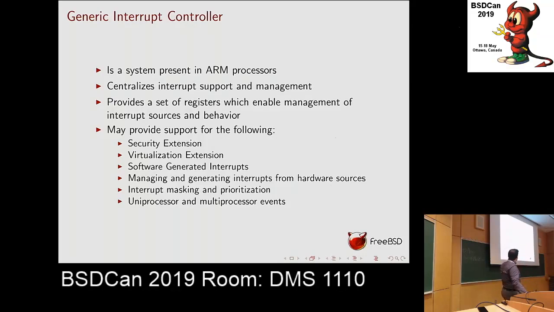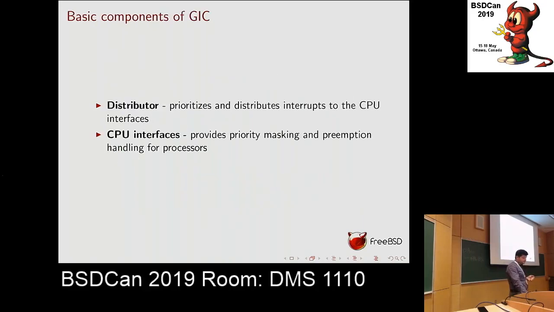This is basically the system present on ARM processors. It centralizes all the interrupts and provides support for managing them. And it is also available for different running modes. You see here the virtualization extension. This is of particular interest for us because you'll see that we have some support for virtualizing the interrupt controller. The basic components of a GIC are the distributor, which receives the interrupts in order to prioritize them and distribute them to different CPUs on the board. And we have the CPU interfaces, which provide priority masking and preemption handling for processors.